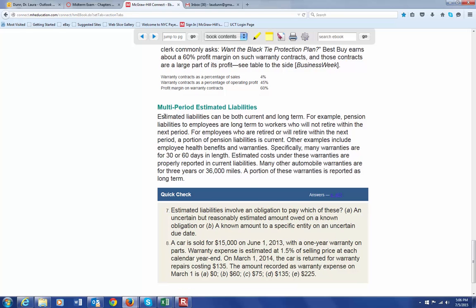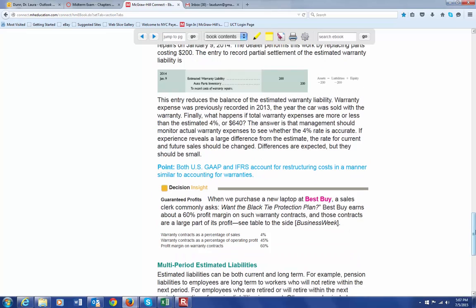And again, those estimated liabilities can carry over for more than a year. I mean, you might be selling a warranty that's good for 3 years, so you would put a portion of that in the current liability and you would put the rest of it in the long-term liability. That's all that paragraph is really talking about.